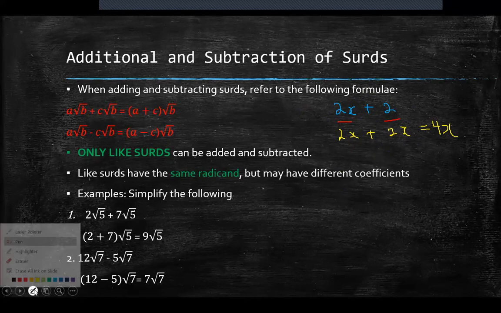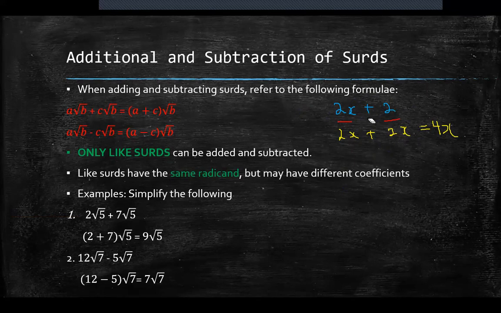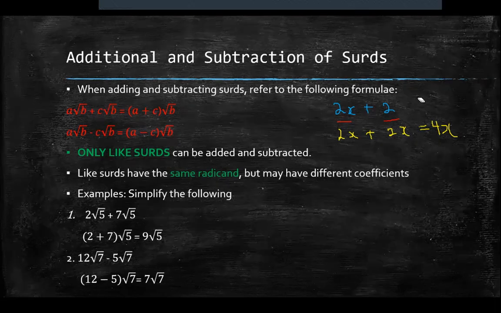Okay. That's just algebra there, to help you understand what I'm going to say now. Just like algebra, only like surds can be added and subtracted. So in algebra, only like terms could be added and subtracted. It's the same thing for surds. Only like surds could be added and subtracted. But what are like surds? Like surds have the same radical.